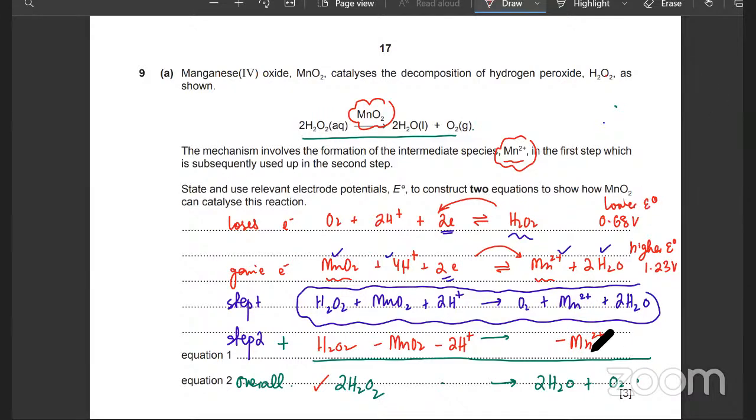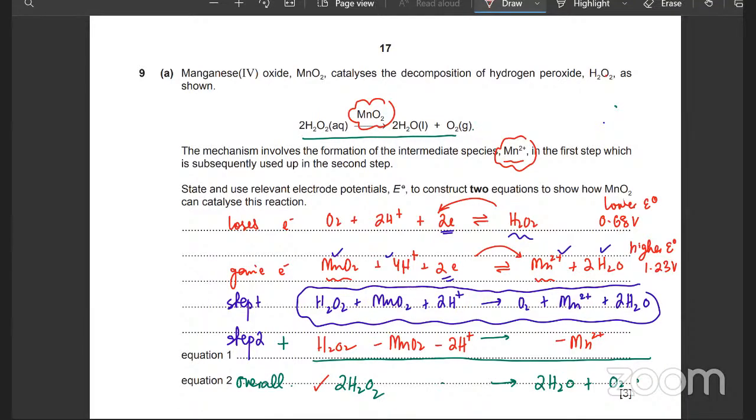So is it clear what I'm doing over here? I'm trying to find out the missing step because I know step number 1 and step number 2 add up to give me this overall step. There was only one H2O2 on the left side. So I needed two H2O2 molecules. So I added another H2O2 over here.